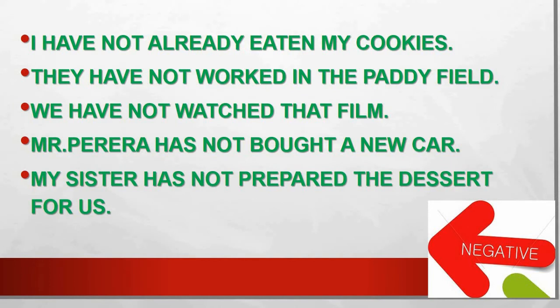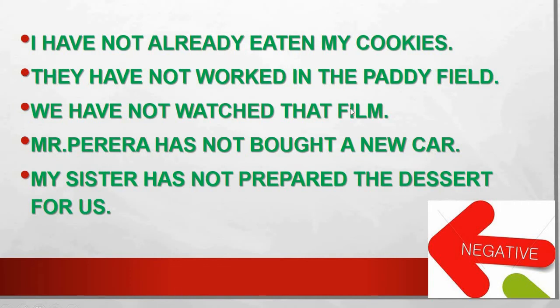These are the examples for negative form. I have not already eaten my cookies. Already means දැනටමත්. They have not worked in the paddy field. We have not watched that film. Mr. Pereira has not bought a new car. My sister has not prepared the dessert for us.